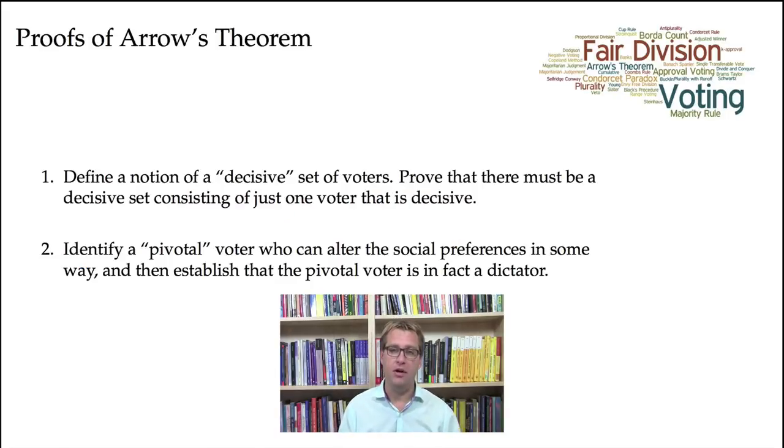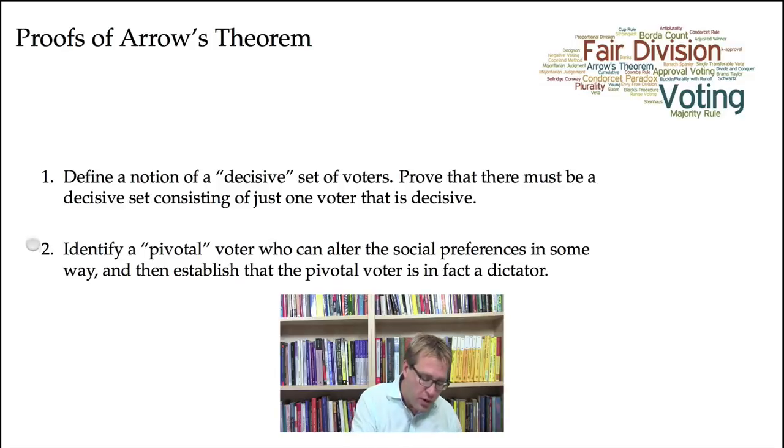Now, roughly, there are 2 general approaches to proving Arrow's theorem. The first approach is to define a notion of a decisive set of voters. This is a set of voters that actually decides the relative ranking of 2 candidates. So it's a set of voters such that if all of the voters in that set think that A is ranked strictly ahead of B, then no matter what people think outside of that set, society will rank A above B. And then you show that there must exist a decisive set containing just one voter. And that voter then is naturally a dictator.